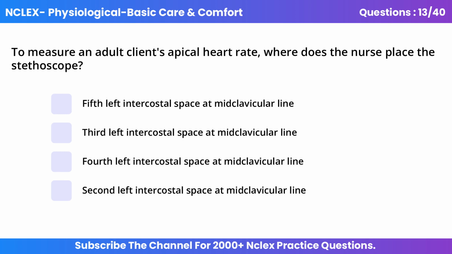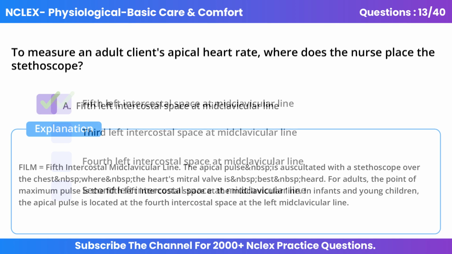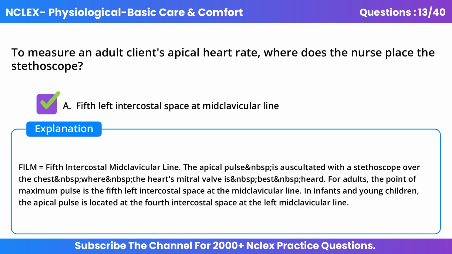Question 13. To measure an adult client's apical heart rate, where does the nurse place the stethoscope? A. Fifth left intercostal space at midclavicular line.